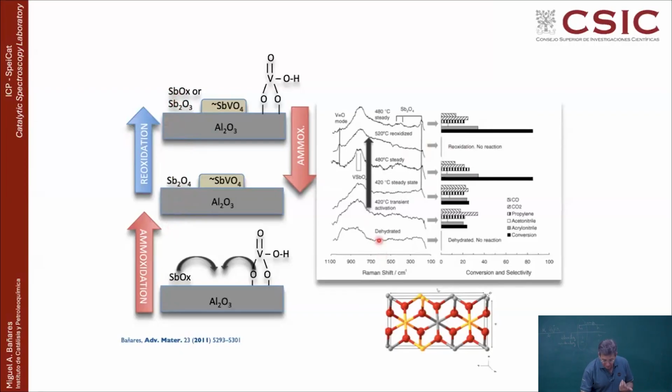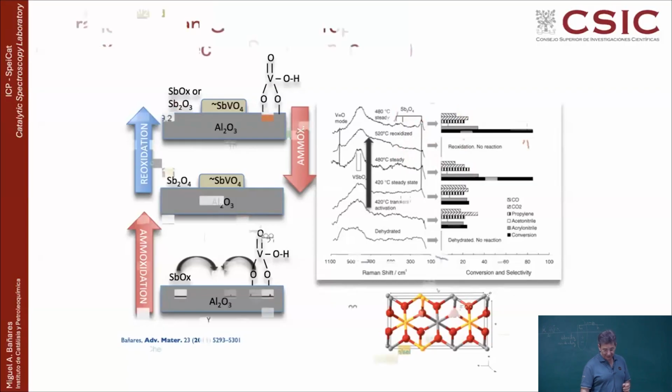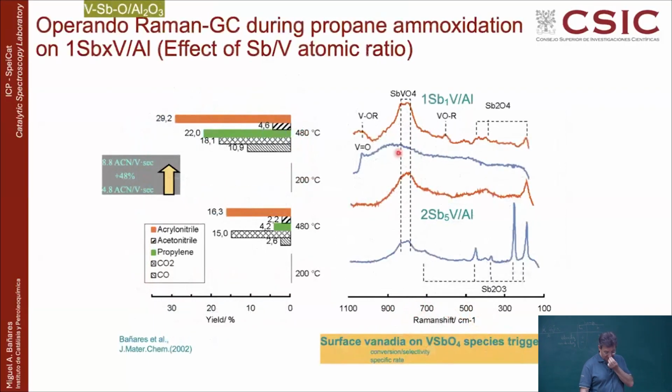So basically, what happens is you create the phase. If you reoxidize, you lose the dispersed antimony. And if you go back to reaction, you restore the dispersed antimony, and the activity data you see is the same yield to the acrylonitrile, propylene, CO2, and acetonitrile. So it's completely reversible changes again and again and again. So something is happening that continuously is moving these ions in and out of the lattice.